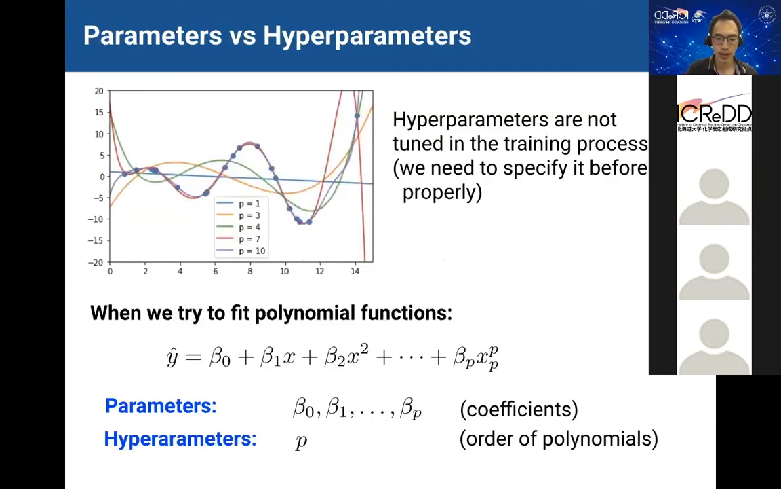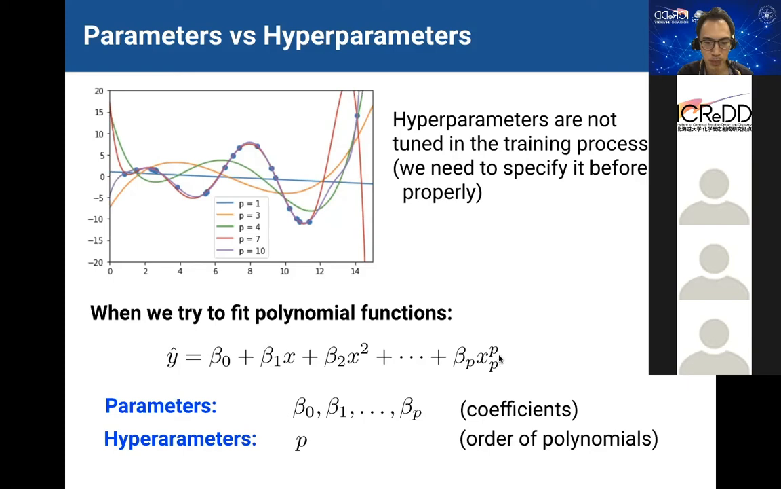And because this is a kind of meta parameter. For example, when we try to fit polynomial functions, some value plus some value times x plus some value times x squared, up to order p, so x to the p, then the parameters to be tuned and fitted to the data are basically these coefficient parameters. We have a p parameter here, and these coefficients are fitted to the data during the training process.